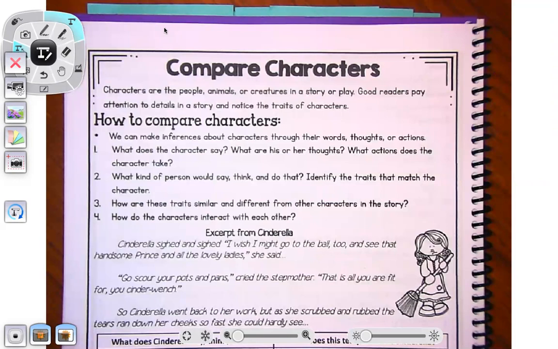How are these traits similar and different from other characters in the story? And how do characters interact with each other? Good readers are thinking this as they're reading their story. They're thinking these questions kind of inside as they're reading. They're thinking and reading.